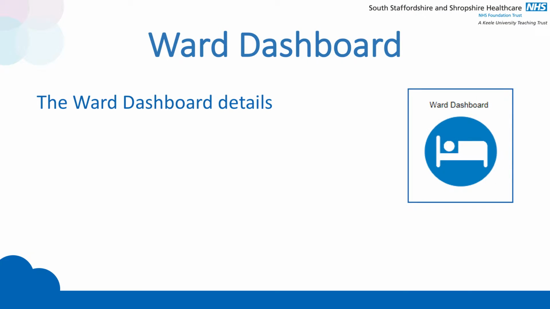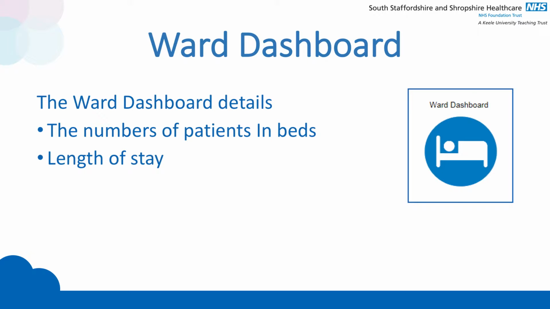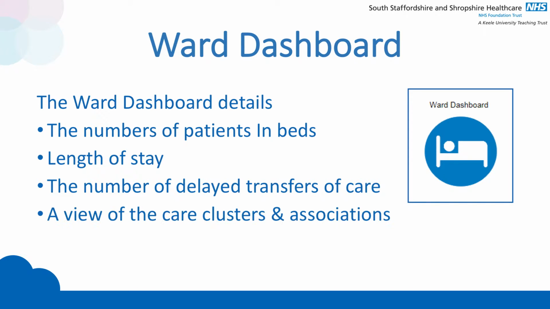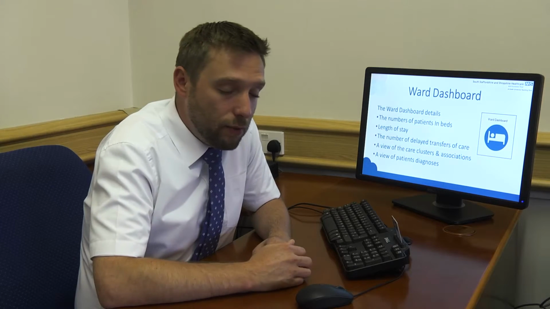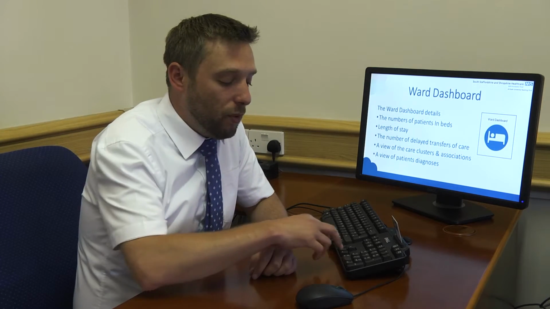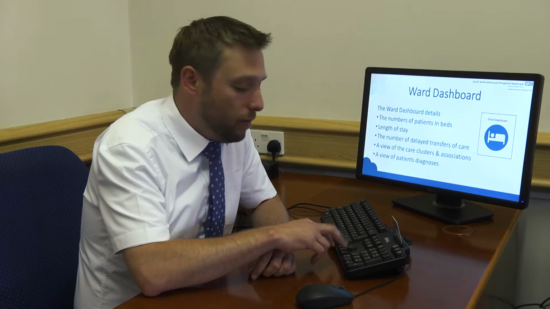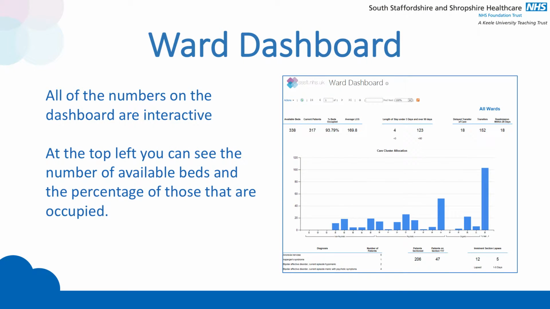So the ward dashboard. Currently, it gives the numbers of patients in beds, their length of stay, delayed transfers of care, care clusters, and diagnosis. It's also our intention to remove any interpretation of data where possible. So, if in the ward dashboard it says that a ward has 10 beds, and in reality it has 12, once we update Rio, 24 hours later, that will cascade through to the ward dashboard report and give us an accurate overview. The numbers are fully interactive.